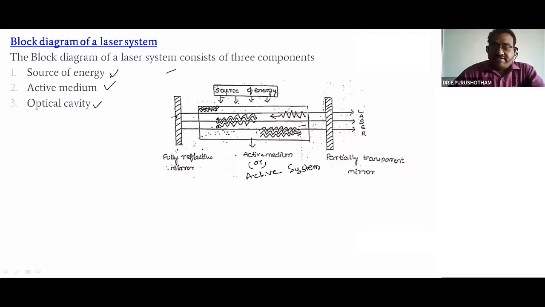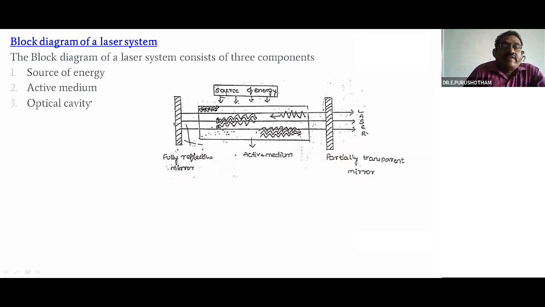First one, source of energy. The source of energy gives sufficient energy to the active medium. This arrow symbol gives the sufficient energy to the active medium. Second, the active medium absorbs all the source of energy and starts the pumping process. This active medium is connected on the left side to a fully reflected mirror, and on the right side to a partially reflected mirror or partially transparent mirror. So this is the optical cavity.